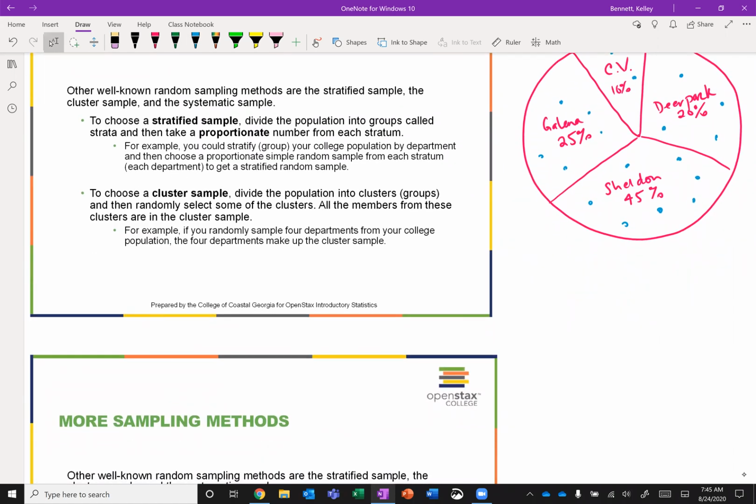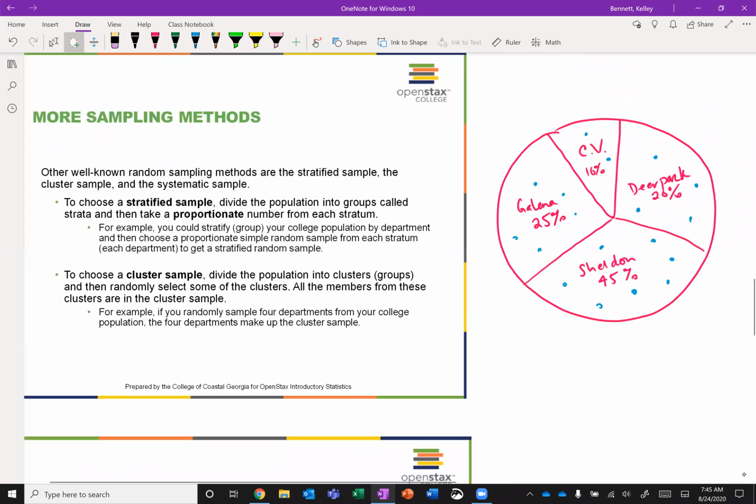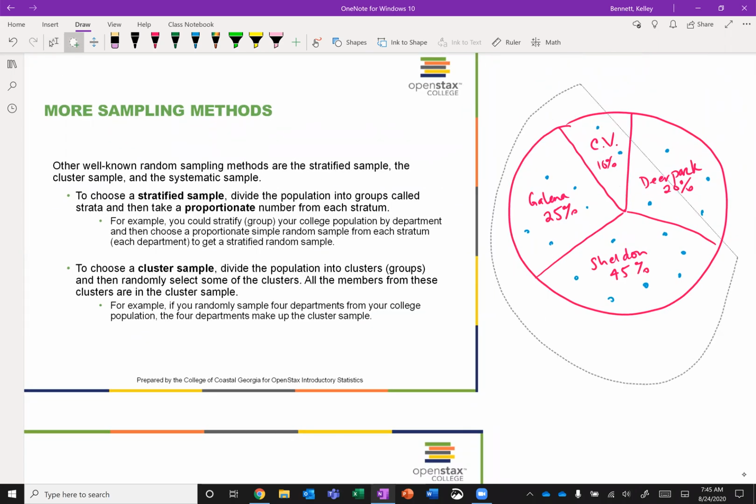All right, so we also have a cluster sample. You divide the population into your clusters or groups, and then randomly select some of the clusters. All the members from these clusters are in your cluster sample. Now how would this look if we were still doing the early high school kids that attend Sam Jack North?